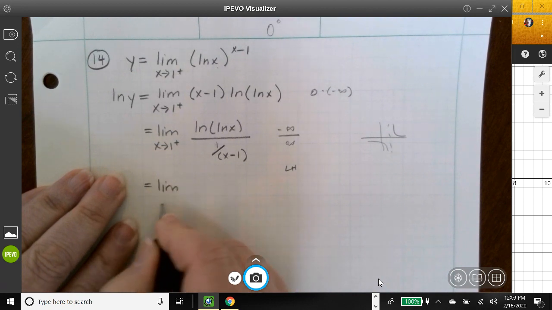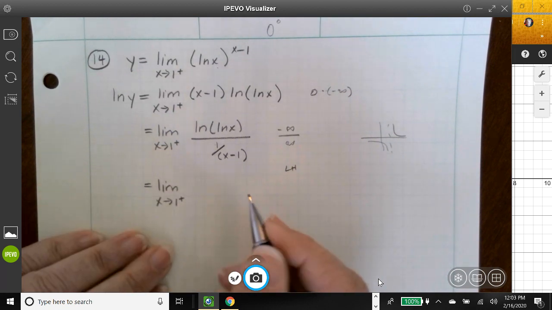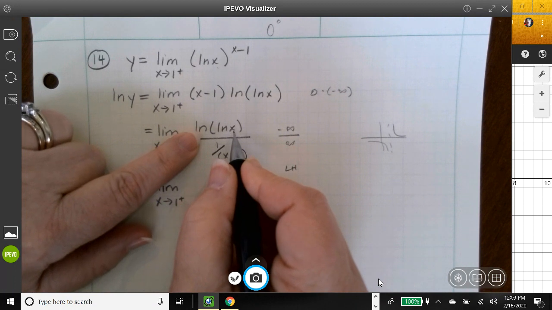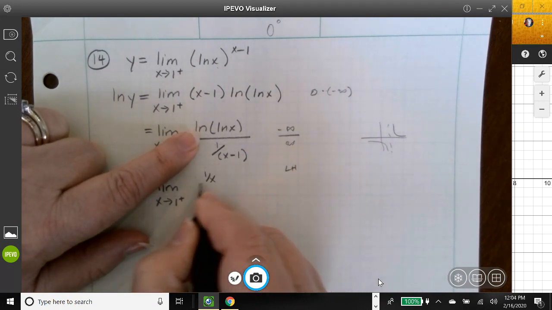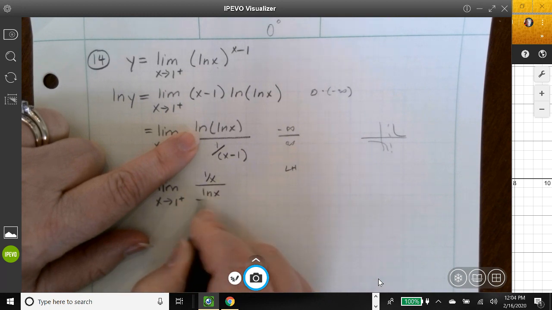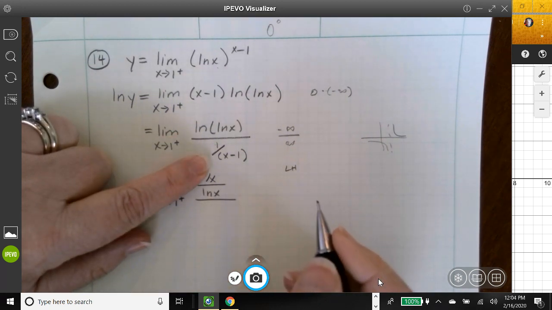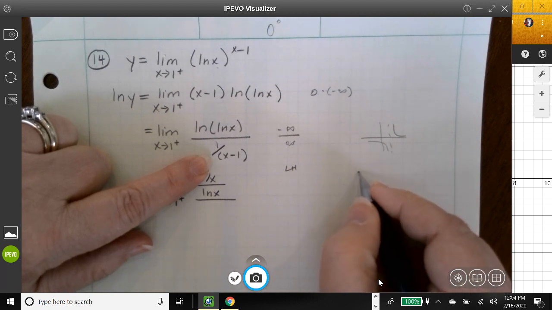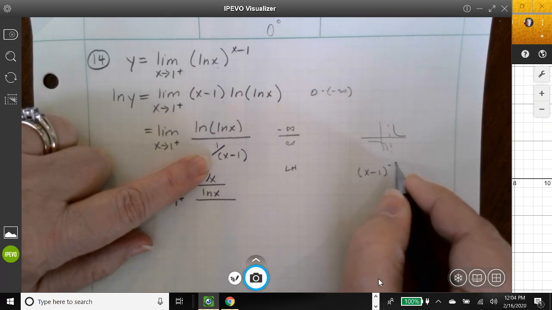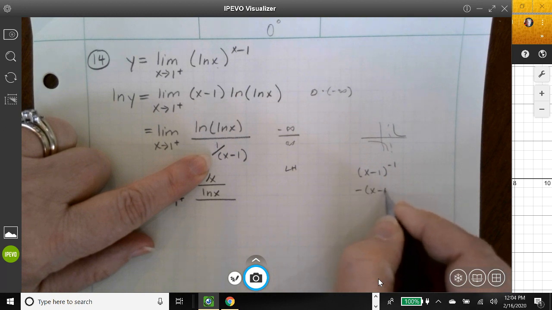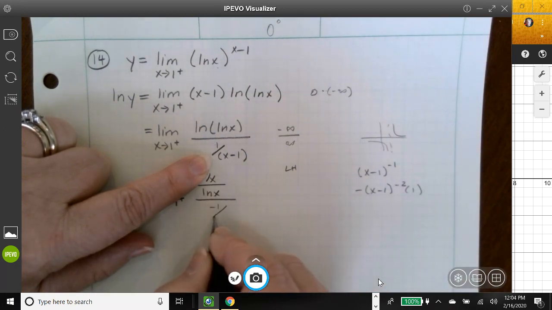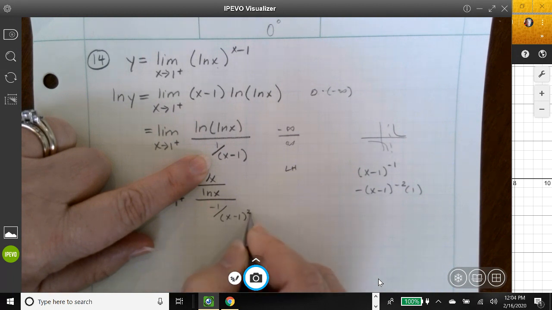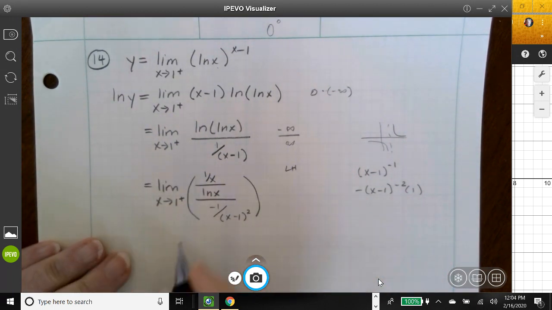The limit as x goes to 1 from the positive side of, well, I have to take the derivative of a log of a function, which is going to be f prime over f of x. So it's going to be 1 over x over the natural log of x over the derivative of 1 over x minus 1, which is the same thing as saying x minus 1 to the negative 1, which would be negative x minus 1 to the negative 2 times the derivative of the inside, which is 1. So this is negative 1 over x minus 1 quantity squared. Oh, these fractions everywhere surrounding me.